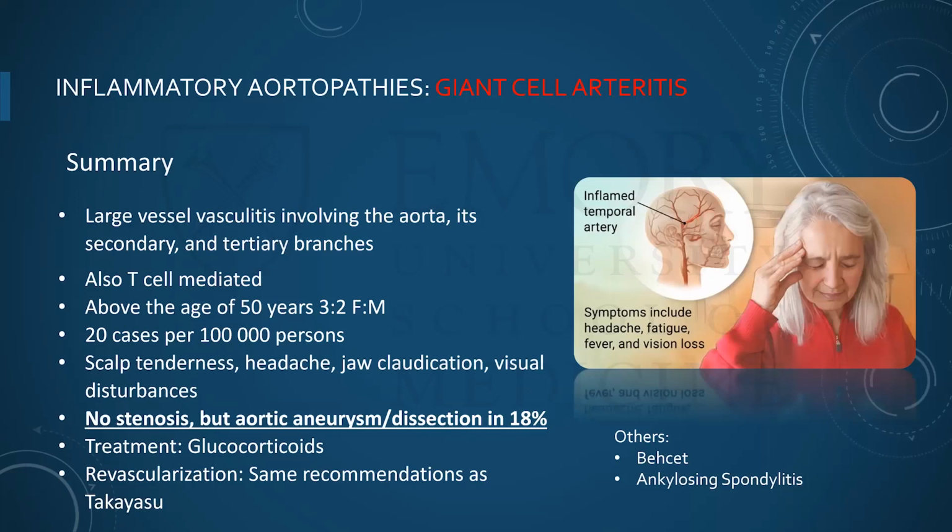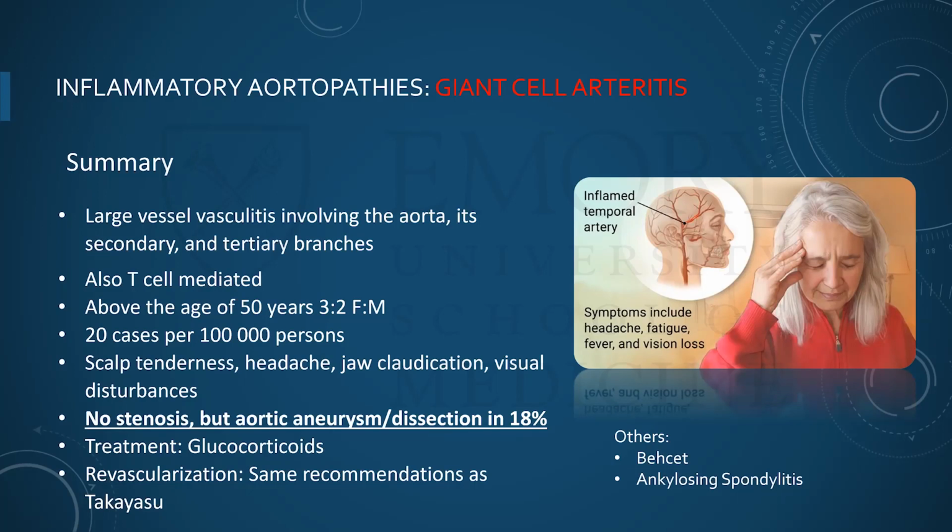We'll touch briefly on other inflammatory aortopathies because they're less common. Giant cell arteritis has many similarities to Takayasu's, but the main difference being that it affects a different demographic. Usually women above the age of 50, it's a 3-to-2 predominance of female to male. And the incidence is 20 cases per 100,000 persons.